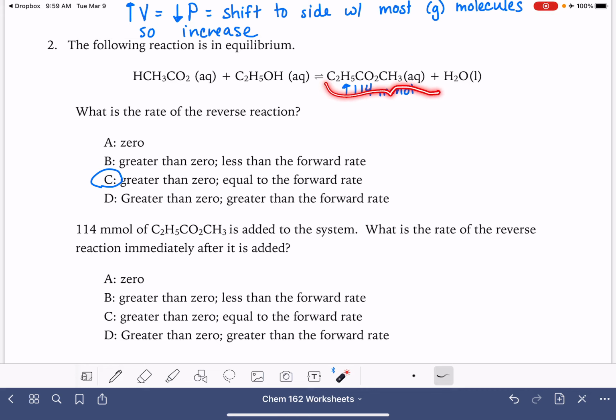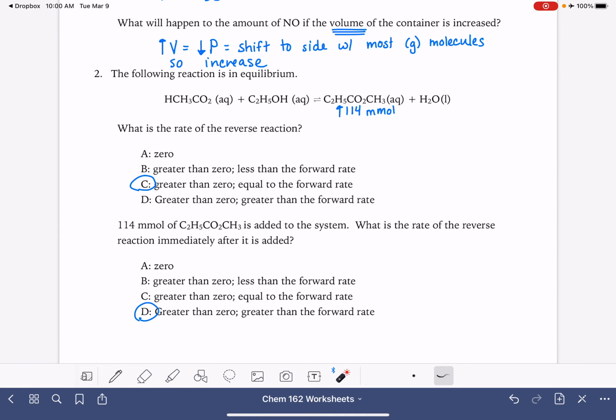Increasing the amount of anything on the left-hand side is going to cause the position of equilibrium to shift to the left. And when we say the position of equilibrium shifts to the left, that means that the reaction in the backwards direction is going to work really hard for a while to try to counteract that stress that we added. So immediately after this has been added, the backwards reaction is going to be working harder, moving faster than the forward reaction. So the best answer here is going to be D, greater than the forward rate. The backwards reaction is moving faster and greater than the forward rate, and that rate will continue until the system is back in equilibrium again.